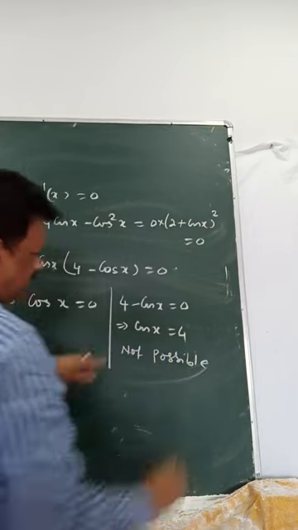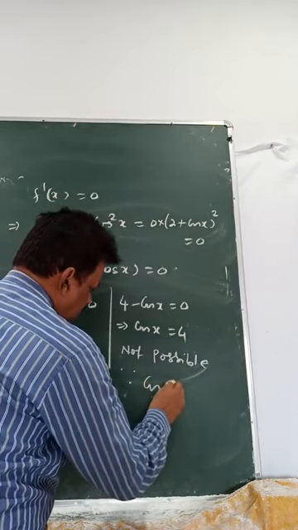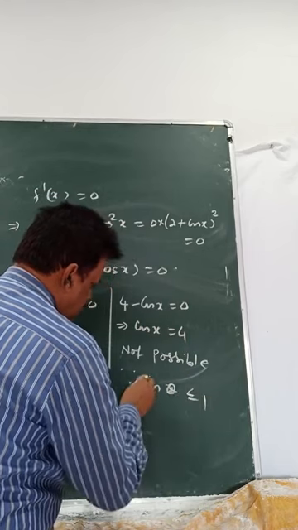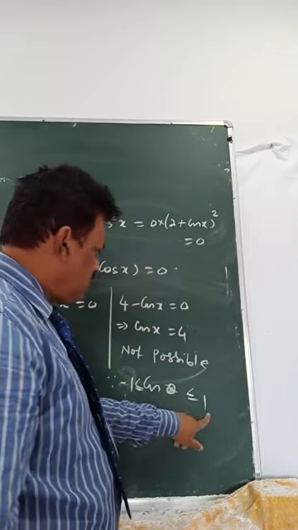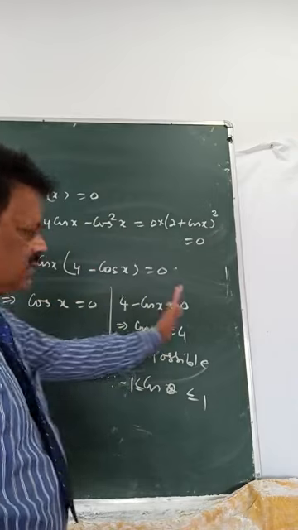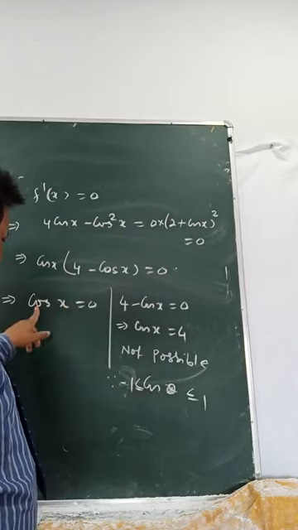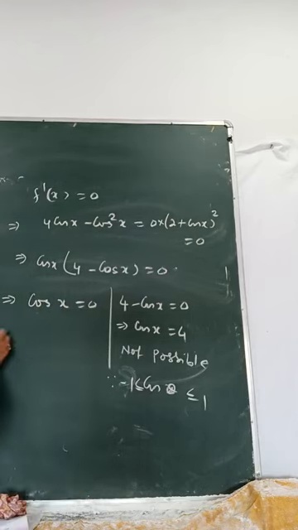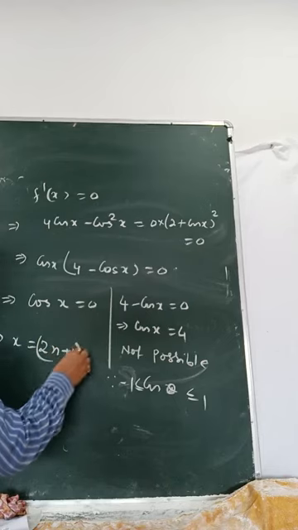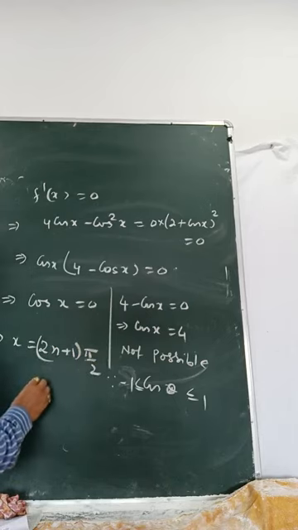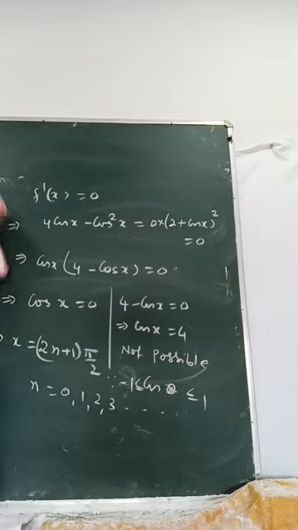Why is this not possible? Why can cos x not be 4? Since cos theta lies between plus 1 and minus 1. The maximum value of cos theta is 1, so it cannot be 4. So this part is rejected. Now here is a formula you learned in class 11. Cos x is 0 implies x equals (2n plus 1) pi by 2, where n equals 0, 1, 2, 3 like this.